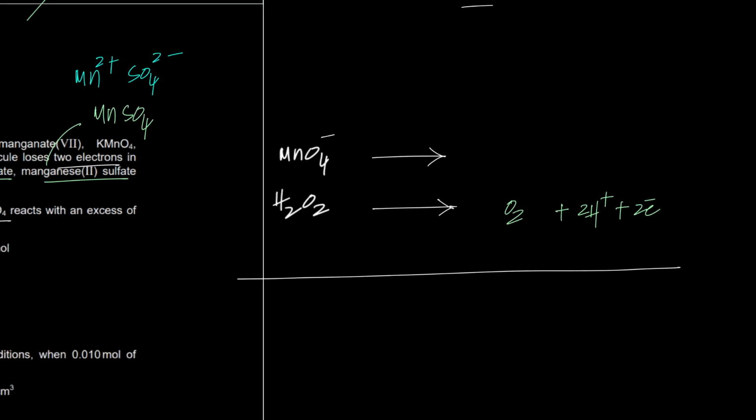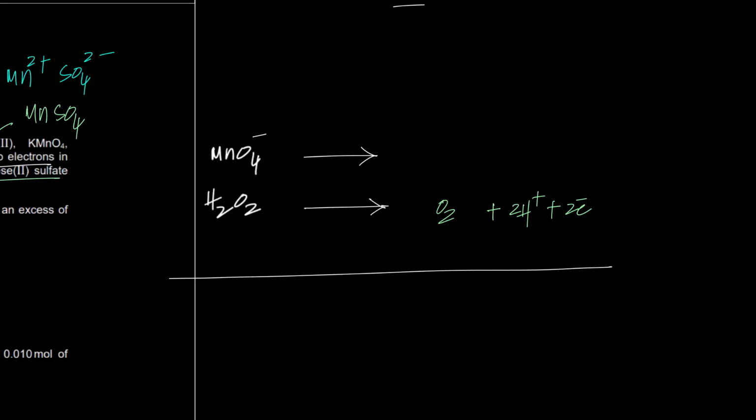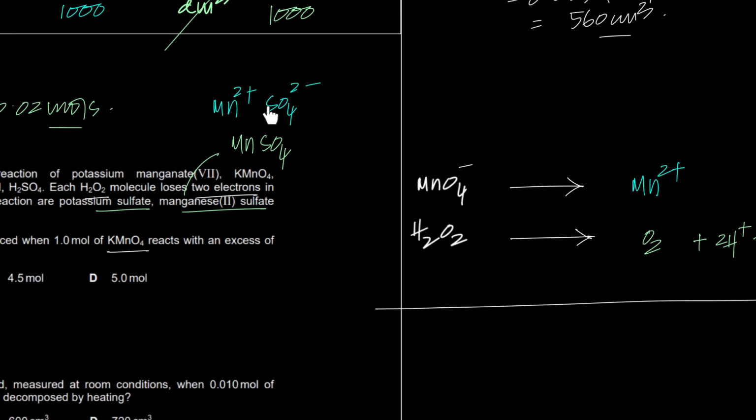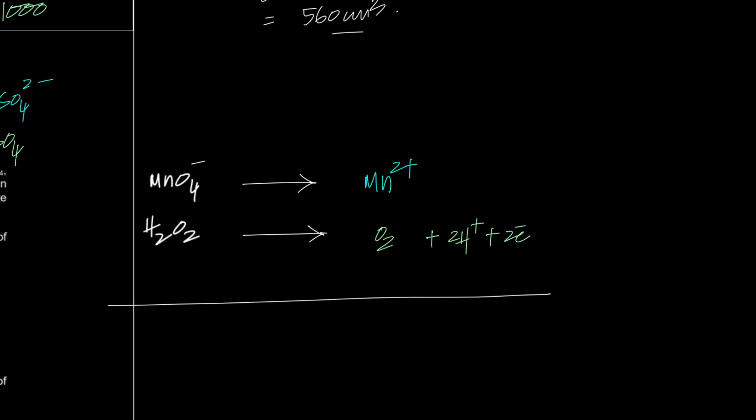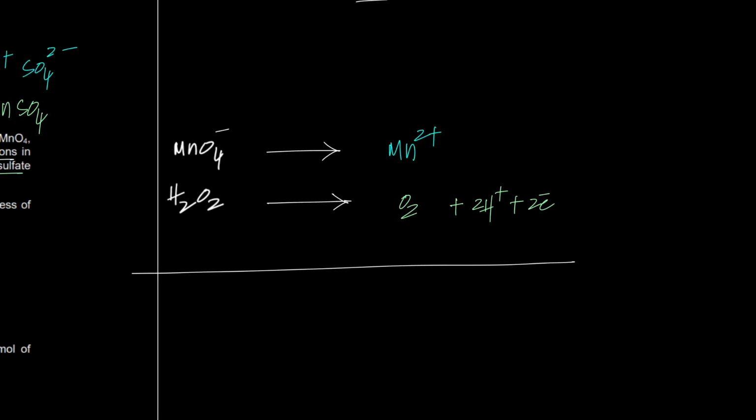So he is saying that MnO4 minus is effectively going into Mn2 plus. That's what he's saying. I don't care about the sulfates, because potassium ion and sulfate ion are all spectator ions. I don't care, because the change in oxidation numbers is here. The Mn in MnO4 minus is plus 7, and this is plus 2, right? So you're going from plus 7 to plus 2. That's effectively what you're doing.